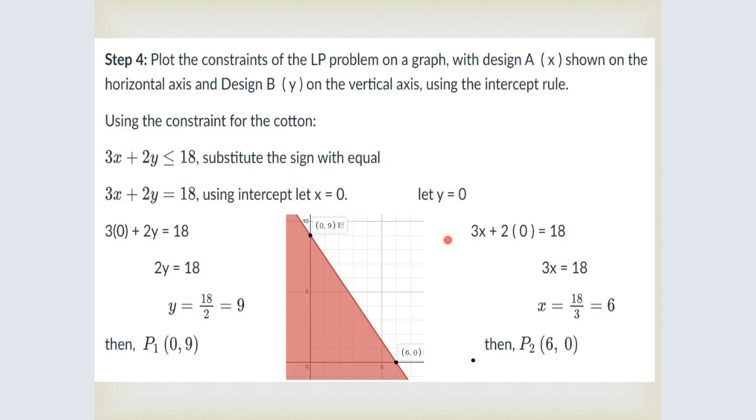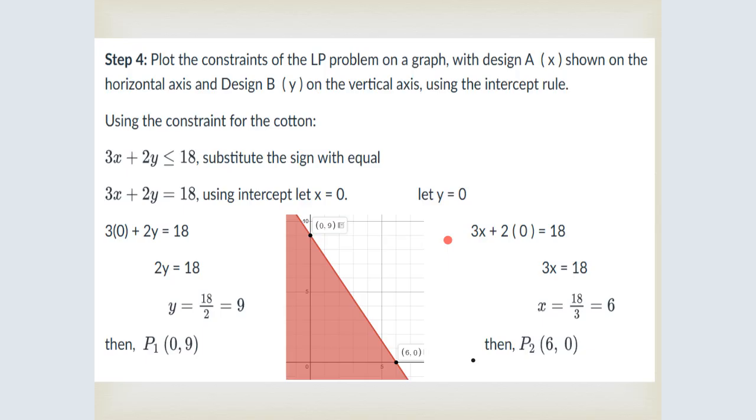Then the other point is by letting y equal to 0. So again, substitute it to the constraint. So 3x plus 2 times 0 would be equal to 18. So what's left is 3x is equal to 18. Therefore, solving for x, 18 divided by 3 will give us 6. So the point is 6, 0. So if we're going to graph that, 6, 0 and 0, 9, we have to connect those 2 points.